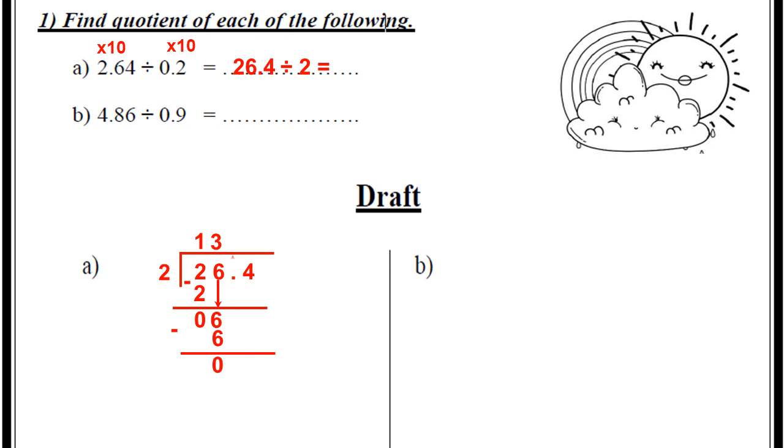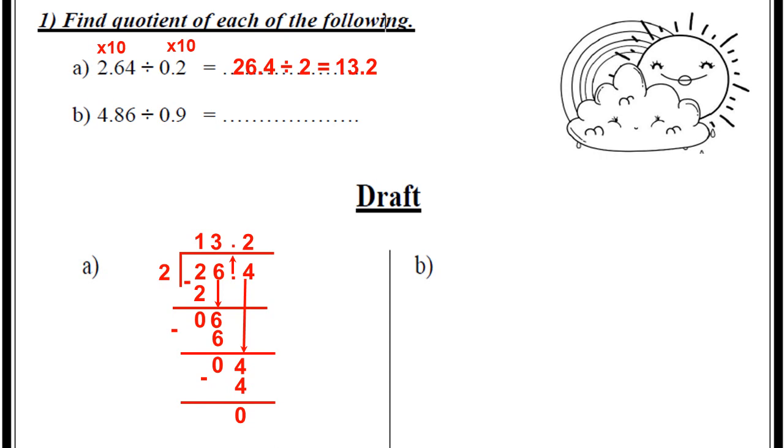Here, it's the turn for the decimal point, so we will put it up, the decimal point flies up. Now, 4 divided by 2 is 2. So, 2 times 2 will be 4. Let's make minus. It will be 0. So, here it's a finite division, and the remainder is 0 because we don't have a remainder. So, the answer will be 13.2.